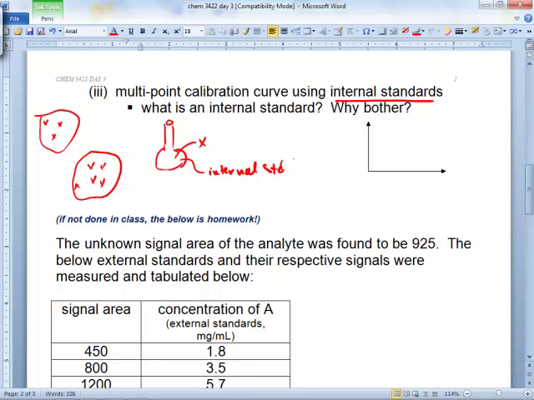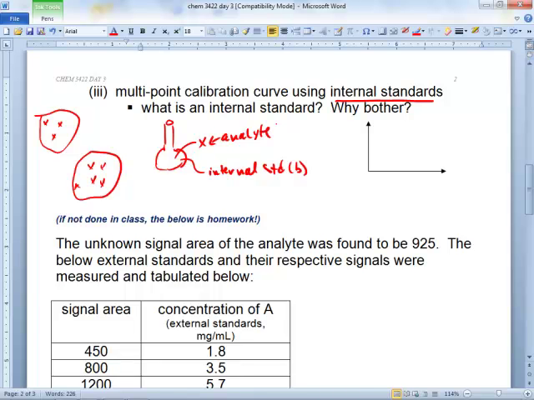I don't know, let's call it a little B or something. Other molecules. Okay? So my X is my analyte. So I just have another solution, this internal standard. I just spike it. Just add some in here, a known concentration. Keep it constant in all my standards. Okay? So I'm not going to change the internal standard concentration.